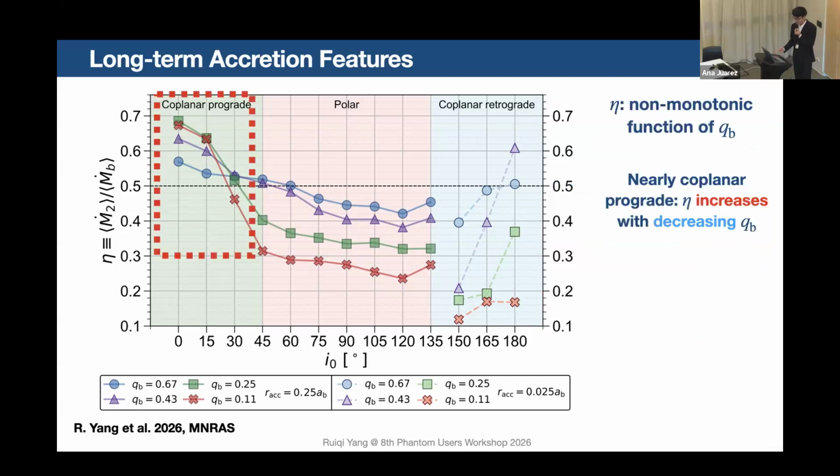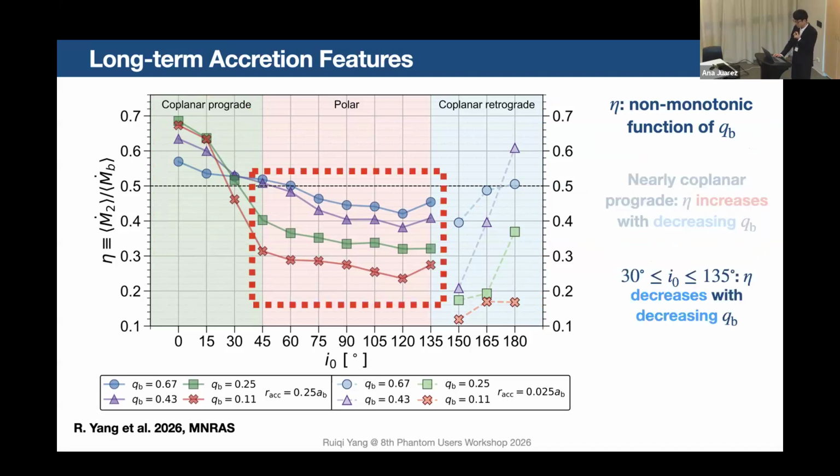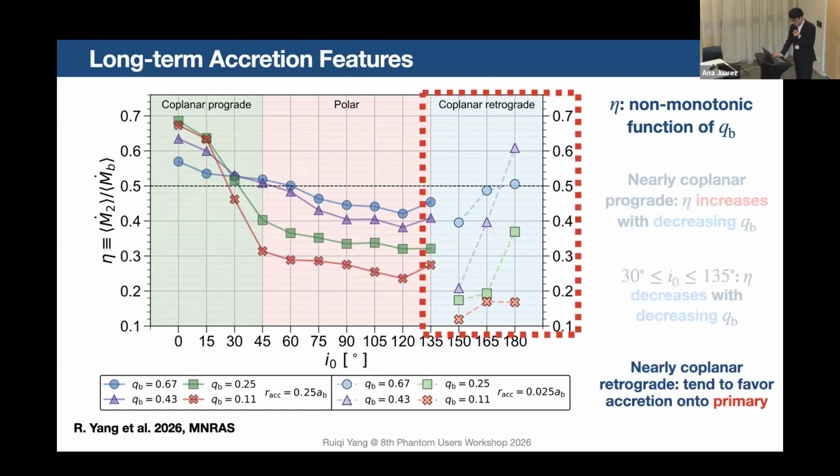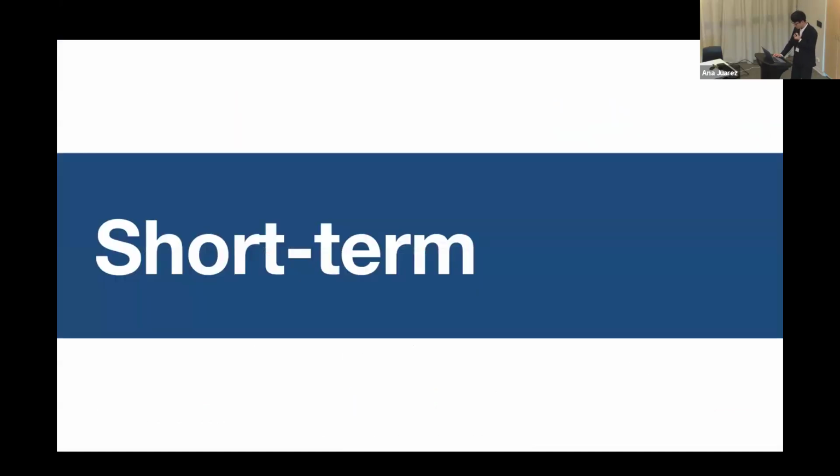So we found that this eta is a non-monotonic function of binary mass ratio. For nearly coplanar prograde disks, the eta increases with decreasing mass ratio. And for disks with tilts higher than 30 degrees and lower than 135 degrees, the eta decreases with decreasing mass ratio. And for nearly coplanar retrograde disks, these disks tend to favor accretion onto the primary star.